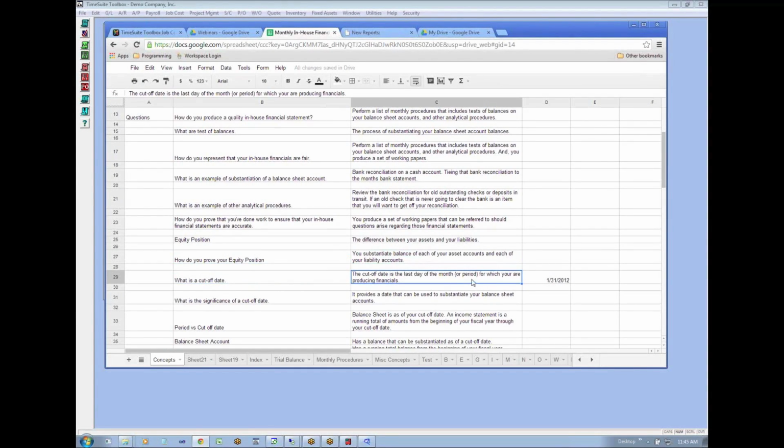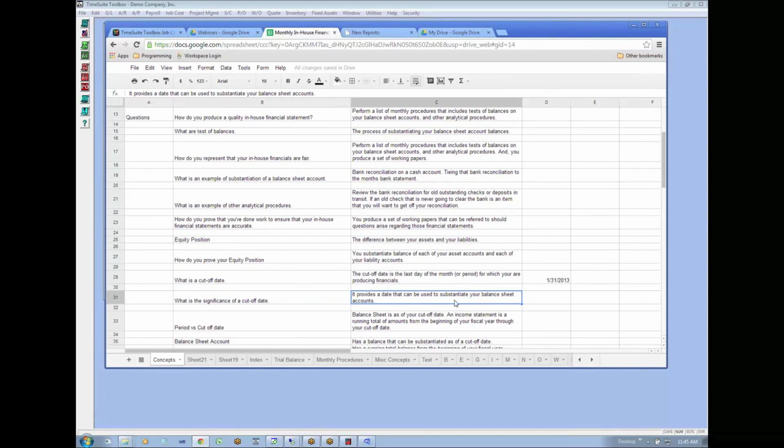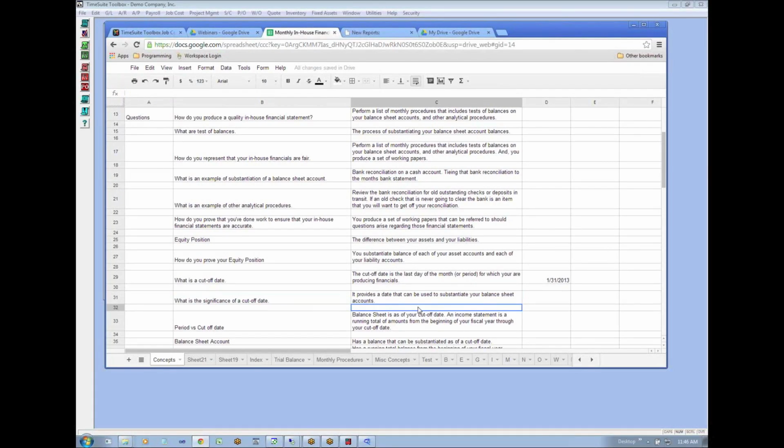And then what is a cutoff date? The cutoff date is the last day of the month or period for which you are producing financial statements. In our example data, we're looking at January 2013, so 1/31/13 would be our cutoff date. What is the significance of a cutoff date? It provides a date that you can use to substantiate your balance sheet accounts.